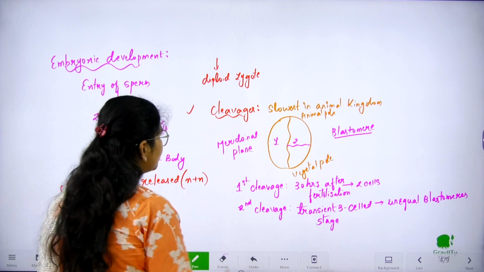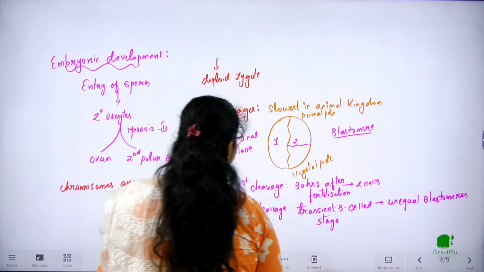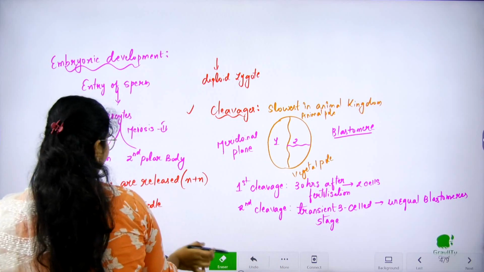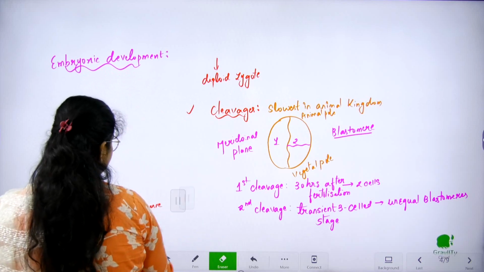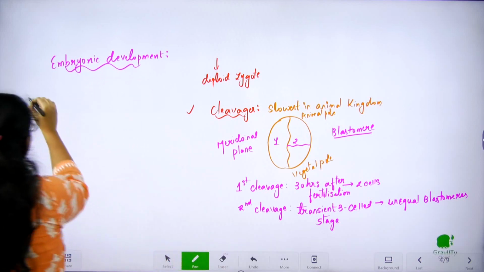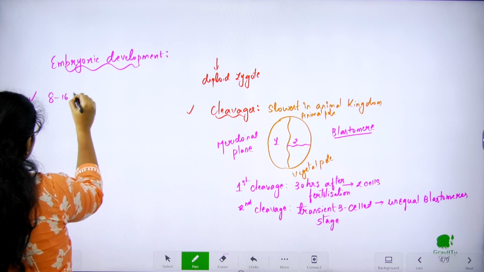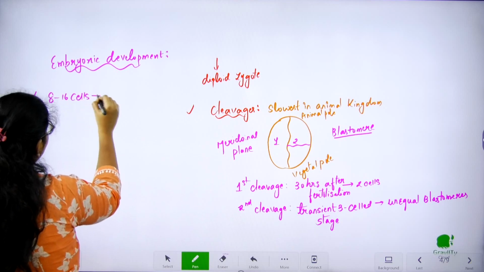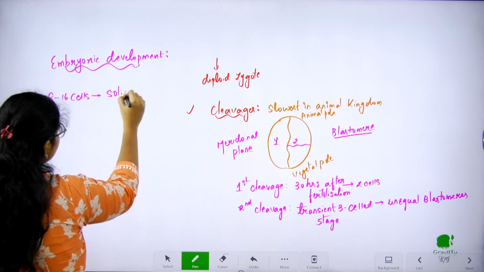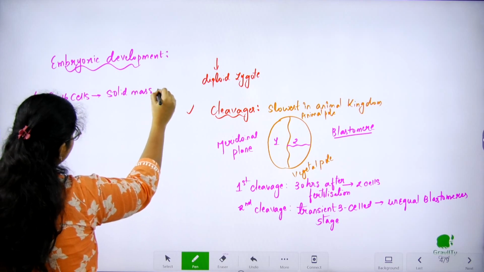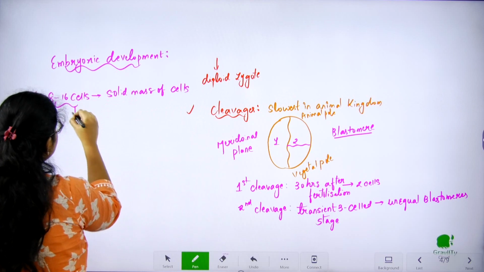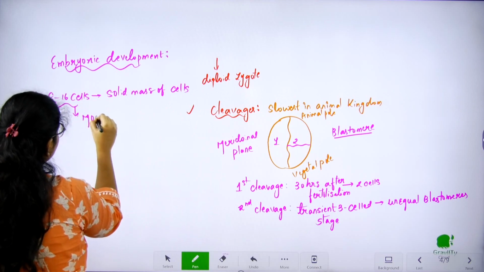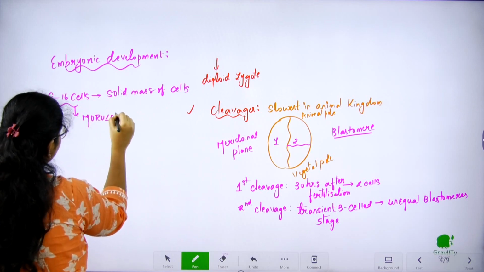Yes. So now the zygote is acquiring cells and that is at the stage of 8 to 16 cells. At the stage of 8 to 16 cells, a solid ball of cells, this is a solid mass of cells, and this is called as morula. Whenever there are 8 to 16 cells in an embryo, that embryo is called as morula.